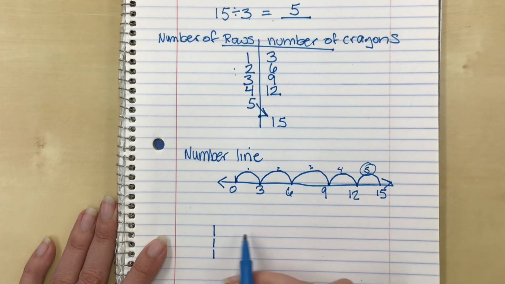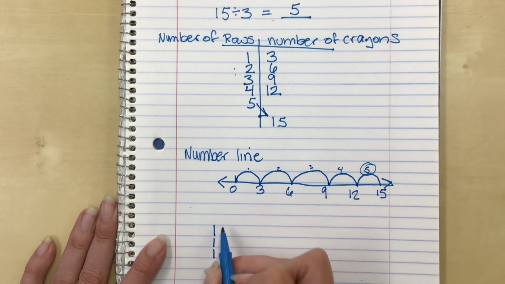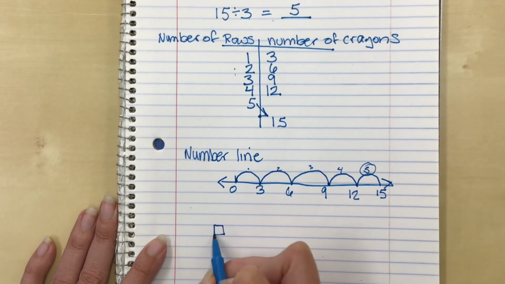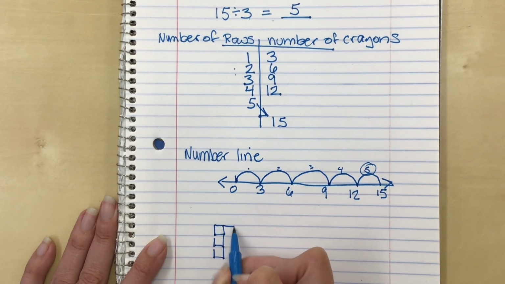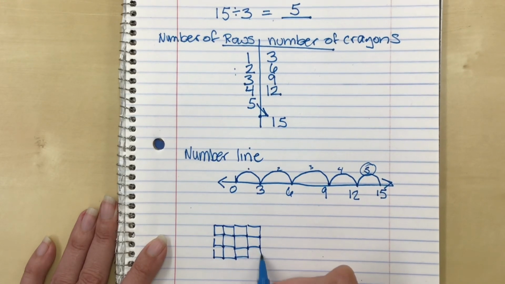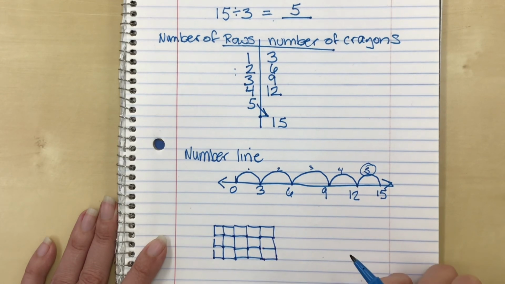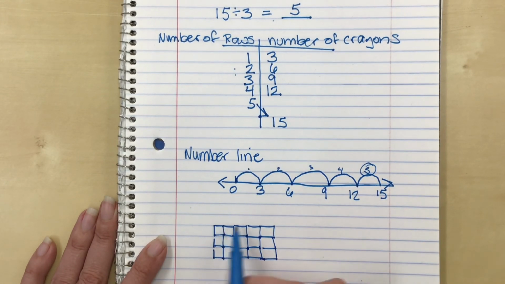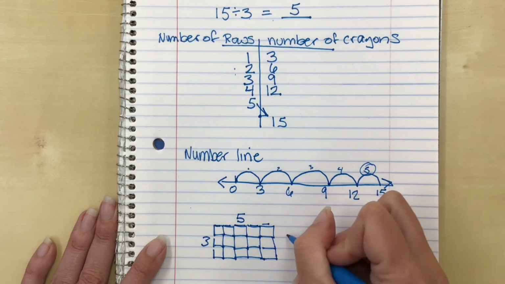All right. Or maybe you did the array, where you have 3 down, 1, 2, 3, and you were seeing how many across would fill it in to 15. So 1, 2, 3, 4, 5, 6, 7, 8, 9, 10, 11, 12, 13, 14, 15. Okay, so now we count up here. This side was 3. This one has 1, 2, 3, 4, 5. There's the array.